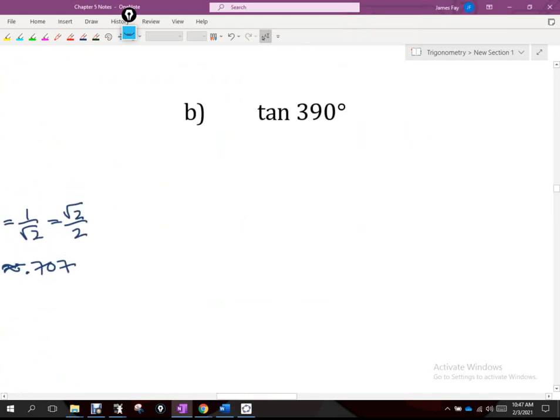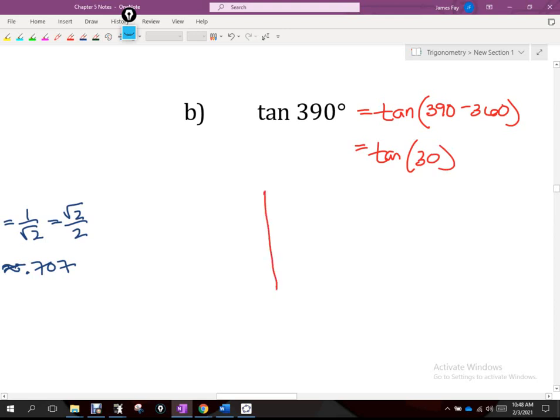Tangent 390. So there's actually an added step to this. 390 is bigger than one complete revolution around the circle, right? Never deal with anything bigger than 360 degrees. Our end goal is to get down to something between 0 and 90, right? So if I'm above 360, the first thing I'm going to do is say that the tangent of 390 is identical to the tangent of 390 minus 360. And that will turn into tangent of 30, correct?